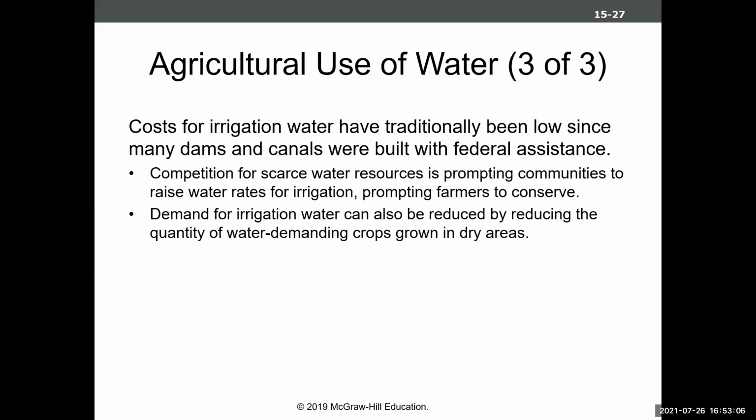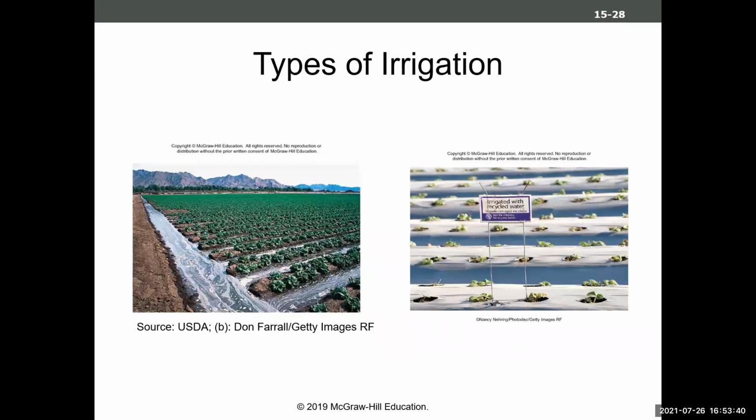Costs for irrigation have typically been low since a lot of dams and canals were built using government assistance. However, there is competition for scarce water resources in some areas, prompting communities to raise water rates for irrigation, causing farmers to find ways to conserve or recycle water. And the high demand for irrigation can also be reduced by reducing the quantity of water demanding crops in dry areas. So the more water demanding crops you have, the more water you have to use.